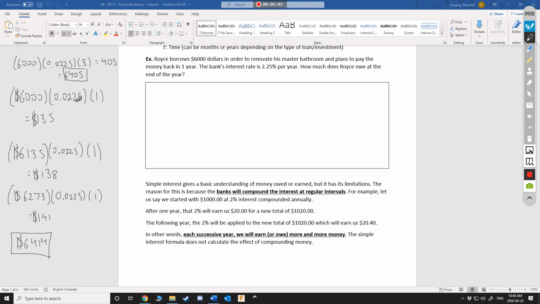The more you compound something, the quicker that money rises. Again, you may think, oh, it's only a $9 difference. But with larger amounts of money and bigger interest rates, that compounding effect can cause significant differences in the amount we owe. In the next video, we'll learn what's called the compound interest formula. It's basically a single formula that takes into account this compounding effect.